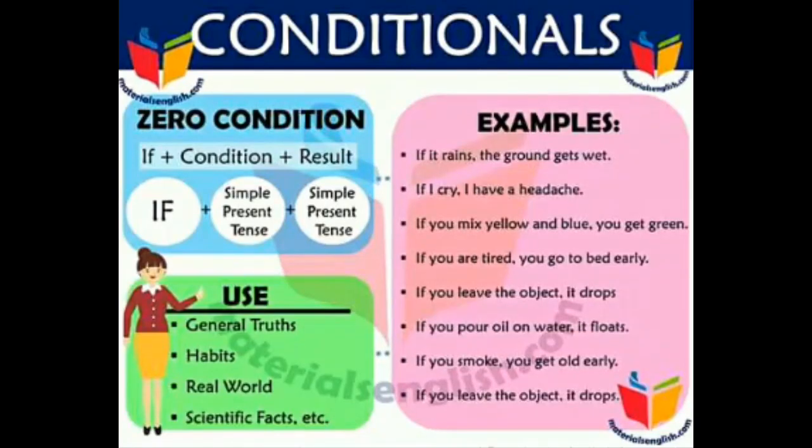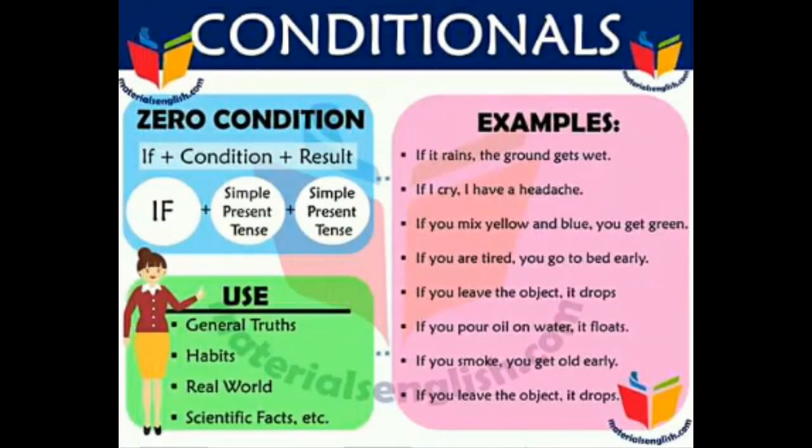So let's start with the conditional type 0. So we have if plus condition plus a result. In conditional type 0, we use this form: if plus simple present plus simple present. That is the condition in the simple present and the result in the simple present too. So for example, if it rains, the ground gets wet. So if plus it rains, which is conjugated in the simple present, the ground gets wet, which is the result, conjugated in the present too.